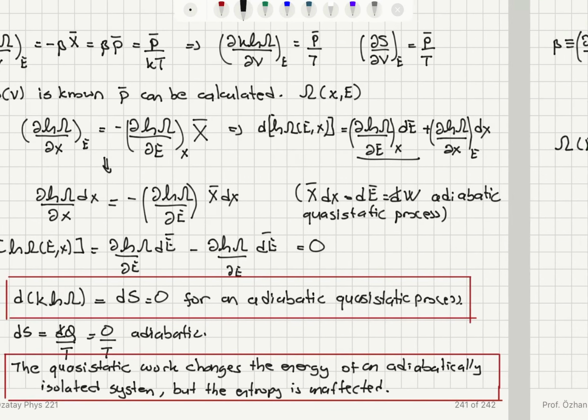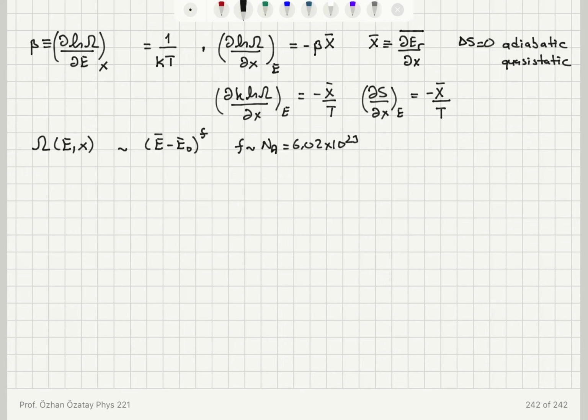So that concludes our discussion of the change in the number of accessible states with respect to an external parameter x, and we have summarized the results. We are interested in the change in the natural logarithm of the number of accessible states with respect to energy. The derivative gives us beta, and the derivative with respect to the external parameter x gives us minus beta X bar, the mean generalized force, where X bar is by definition the mean change in the energy of states with respect to the external parameter x.